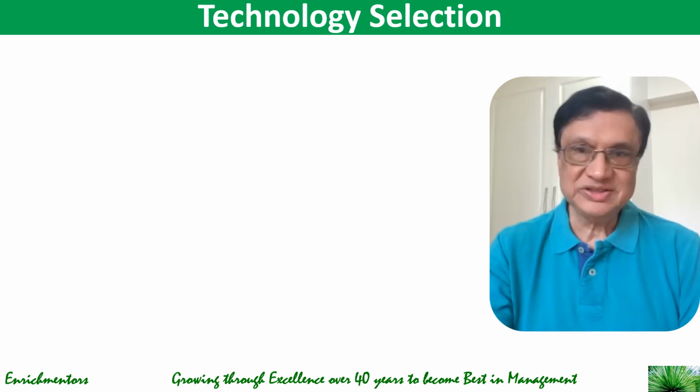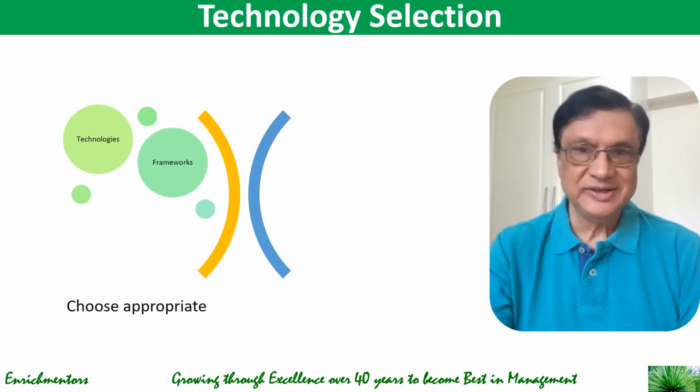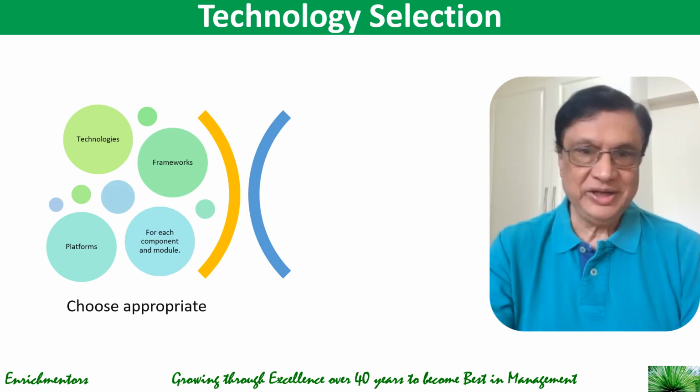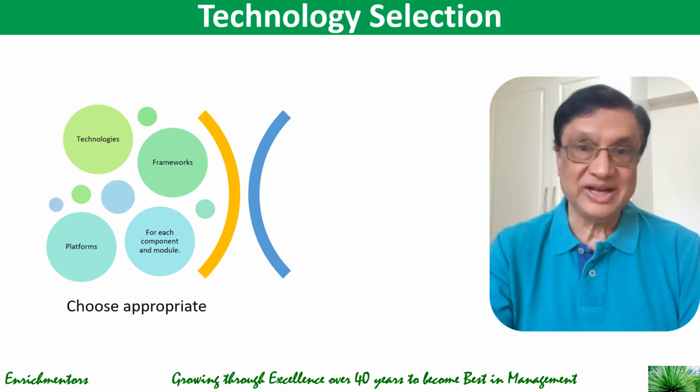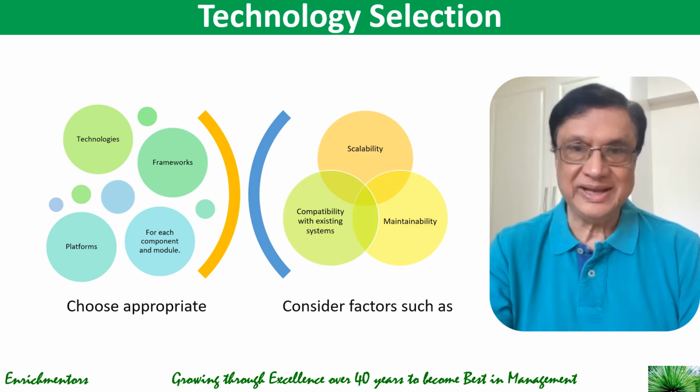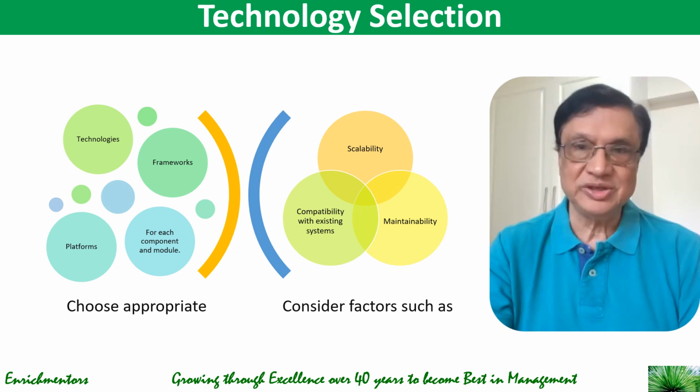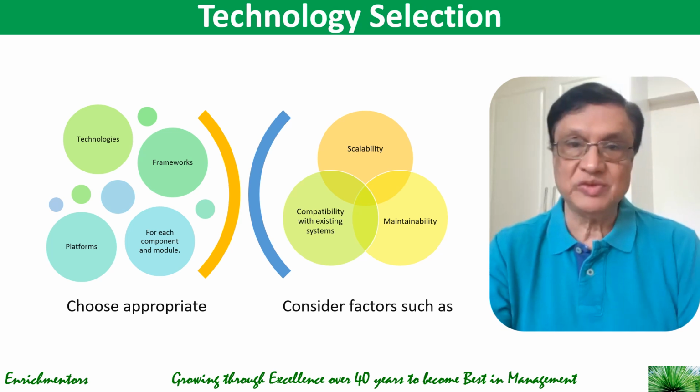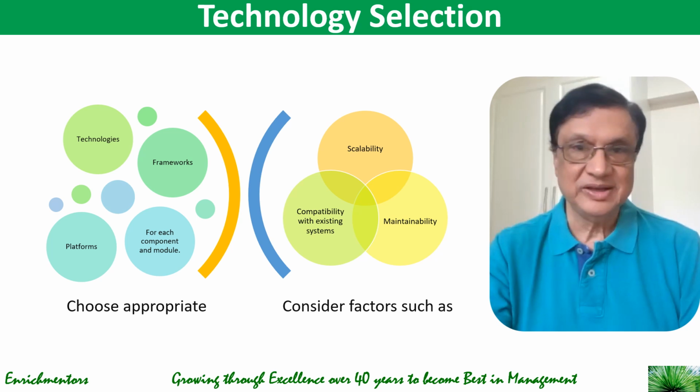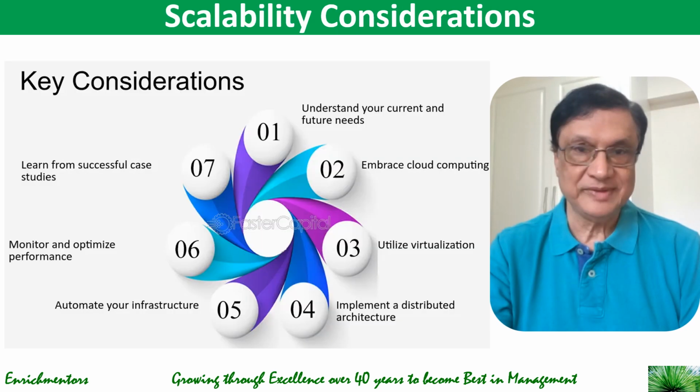Then we will cover this in the next section as well, but a quick summary of what you need to do is to choose appropriate technology, frameworks, and platforms for each component and module. For each component module, what are the right technology, frameworks, and modules that you need? You need to choose. And in doing that, you need to consider factors such as scalability, maintainability, and compatibility with the existing system, because the solution that you're developing will work with the remaining existing system, right? So you need to have compatibility as well.